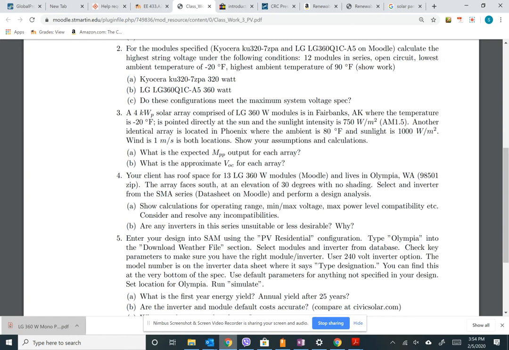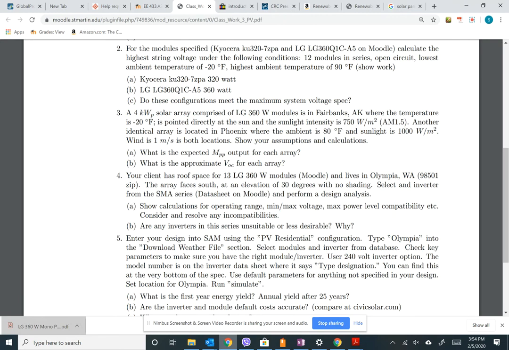We are supposed to select an inverter from the series that I posted on Moodle, so we'll look at that in a second, and we're going to do a design analysis. Now, you guys don't know how to do this yet, that's why we're going to go through it, okay? So it says show calculations for the operating range, the min and the max voltage, the max power level, compatibility, etc. All right, and then resolve any incompatibilities. So, what does all of that mean?